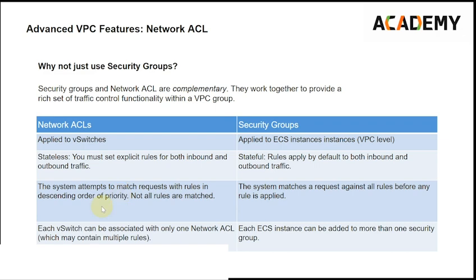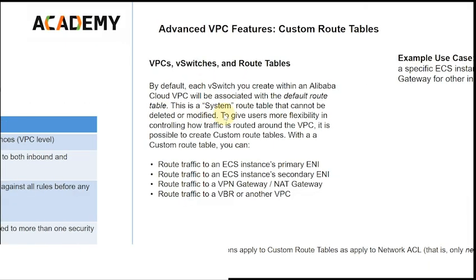And last but not the least, each vSwitch can be associated with only one ACL, and each instance can be added to more than one security group. It means we can create and add one security group to multiple instances, and one instance can use multiple security groups. Like we have a separate security group for HTTP, for web access we have a separate security group, and for RDS access, we have a separate security group available here, right?